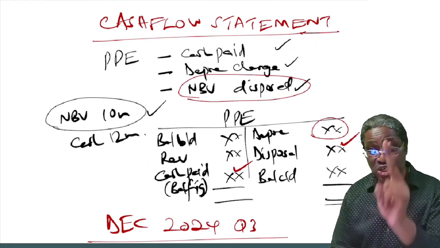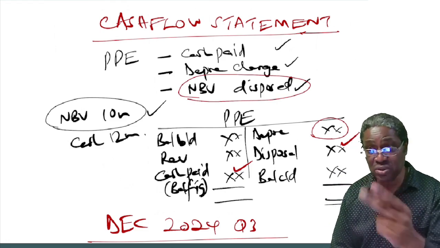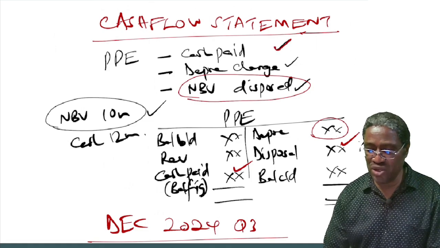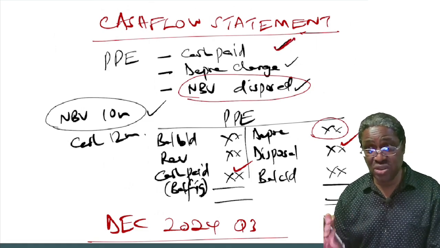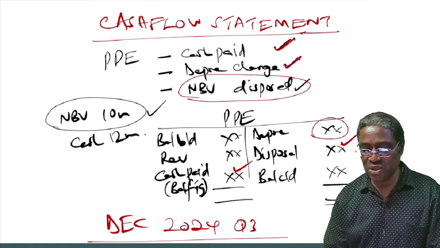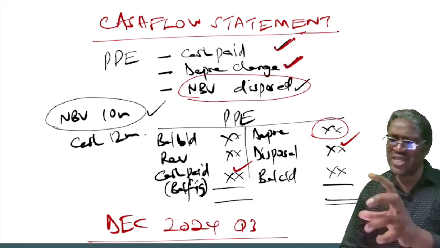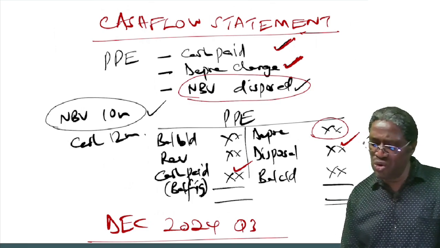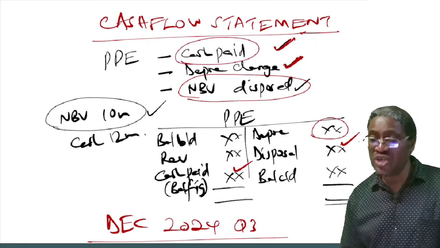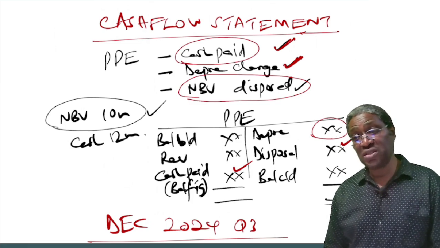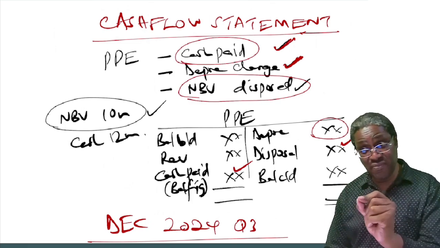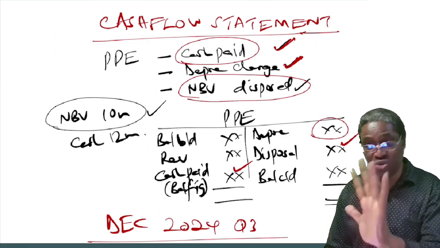So we are left with only 2 things that I am looking for. Was there cash paid to acquire new ones? Nothing mentioned. Now, was the depreciation charge for the year given? Yes. So automatically then I know that I am looking for the cash we pay to acquire new property during the year.